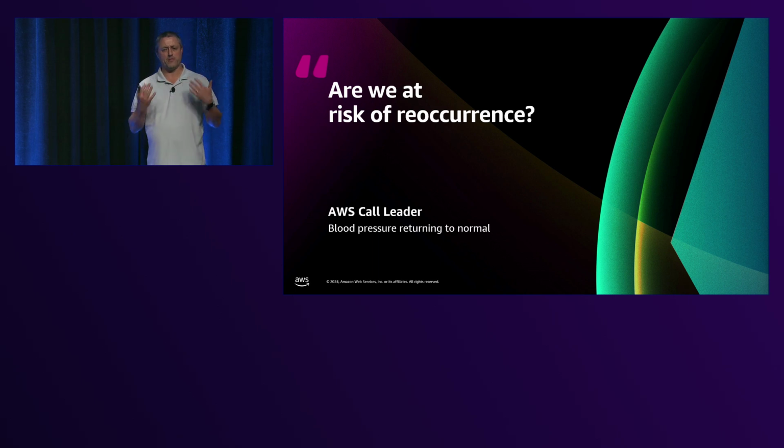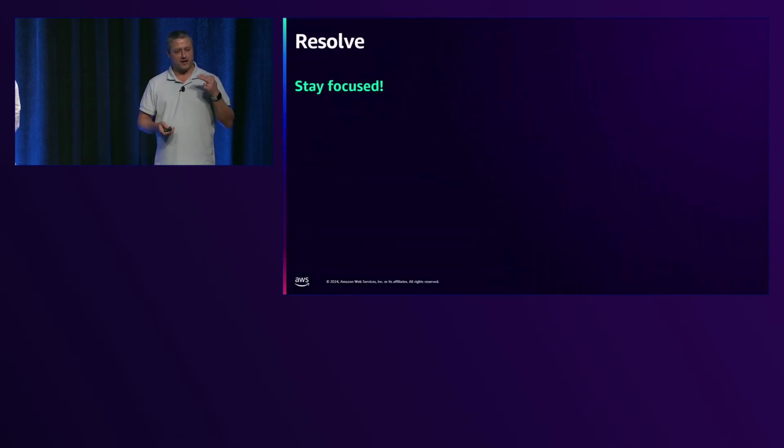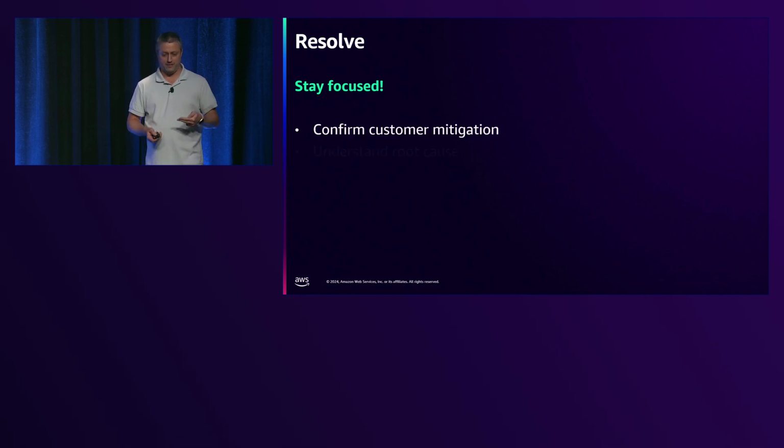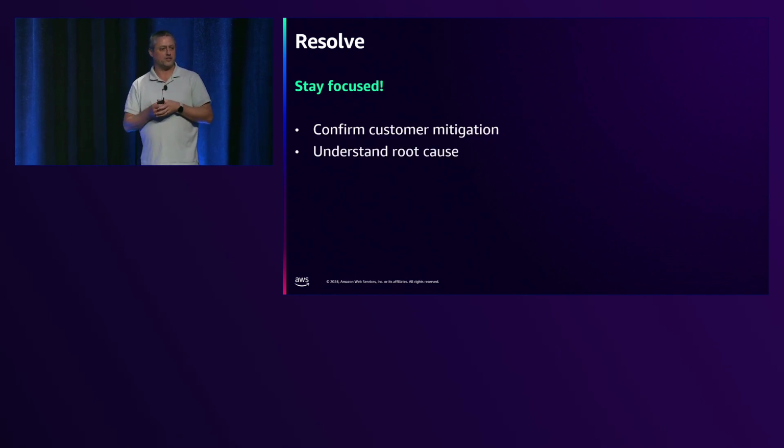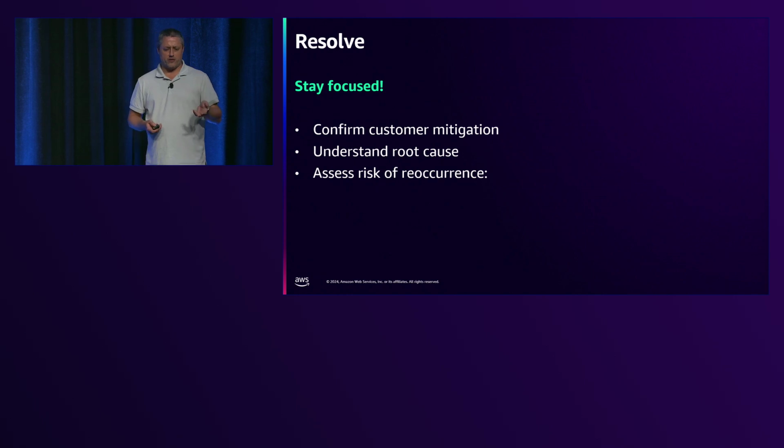And so we mitigate the issue, blood pressure starts to return to normal, adrenaline starts to ease out, but we really do have to stay focused now. The question now is, are we at risk of this happening again? The first thing we will do is work with Giorgio's team to understand, do customers agree with us that we've mitigated it? Our metrics say it's good, but is it definitely good? We will work to understand, obviously, the root cause at this point and assess our risk of recurrence.